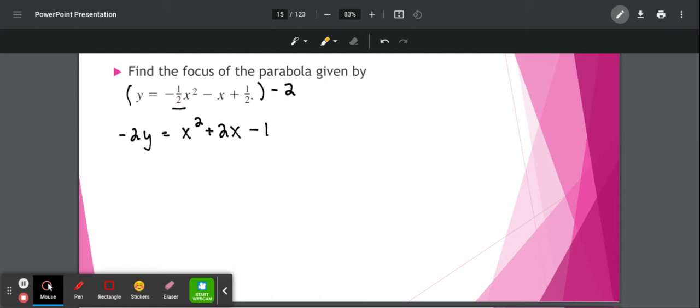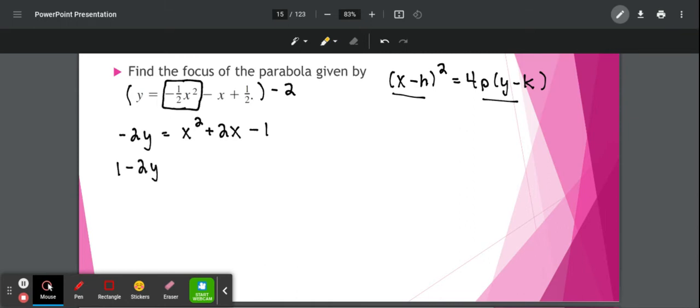Because again, remember with parabolas, we can notice that we have x squared in our equation, which means our standard form is going to be x minus h squared equals 4p times y minus k. So that's the form we want. We want the x's on one side and then everything else on the other. So if we leave that x squared plus 2x on one side and we move the 1 over, I add 1 to the other side, and I have 1 minus 2y equals x squared plus 2x.